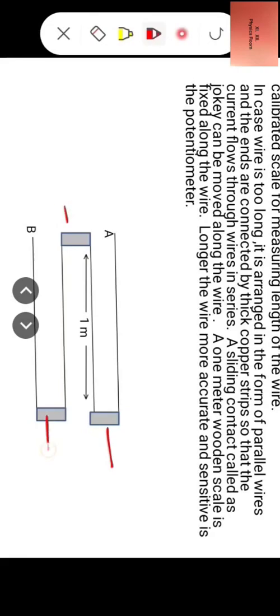At the ends they are connected by thick copper strips, by which their ends are connected to each other, so that the current flows through the wires in series. A sliding contact called jockey can be moved along the wire. A 1 meter wooden scale is fixed along the wire. Longer the wire, more accurate and sensitive is the potentiometer.